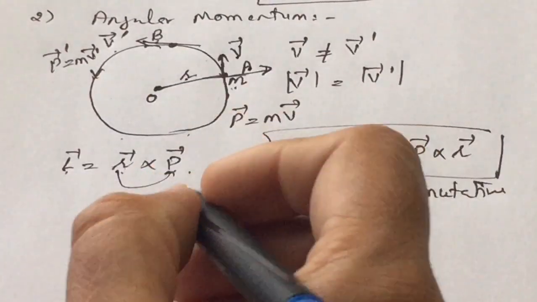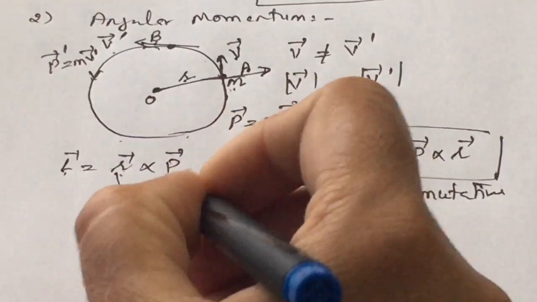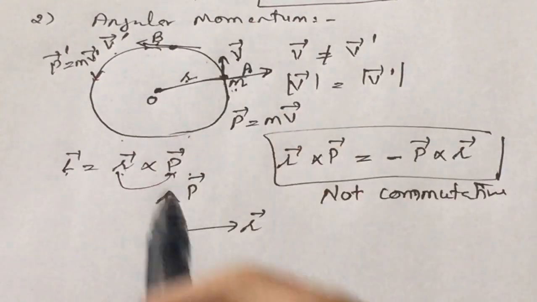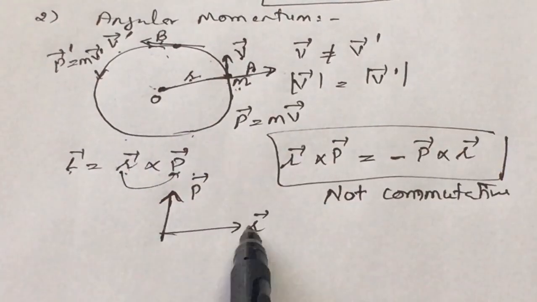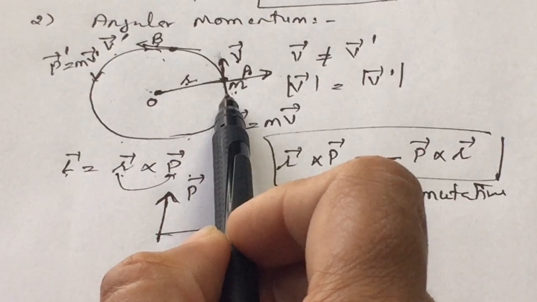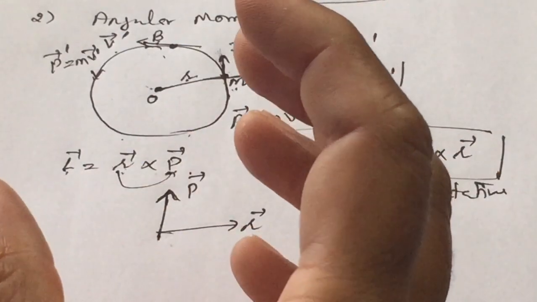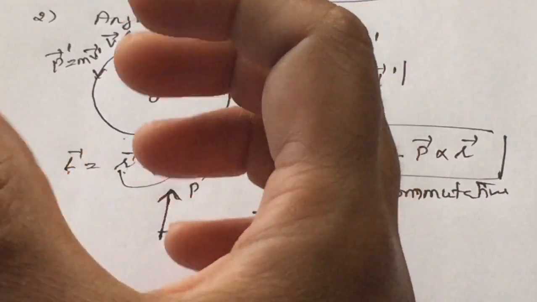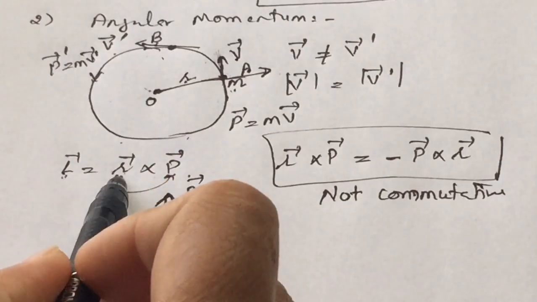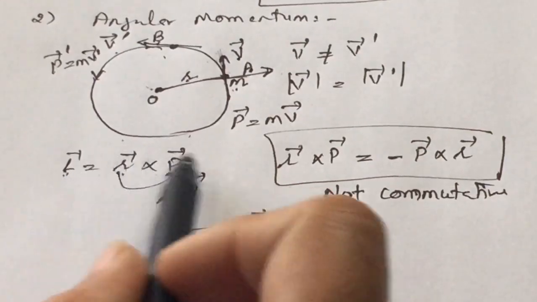Let us consider this is the direction of R and this is the direction of the linear momentum, in our case at position A. This is the direction of the radial vector r, this is the direction of velocity, and this is again the direction of momentum. If we curl the fingers of the right hand from R to P, then the thumb indicates the upward direction. It means the angular momentum is in the upward direction. From the right hand curl thumb rule, we can find the direction of L.